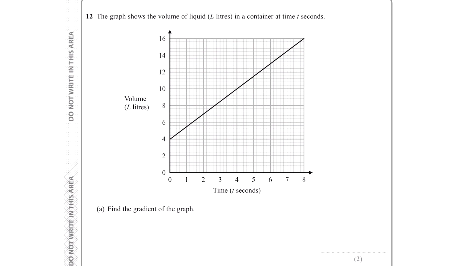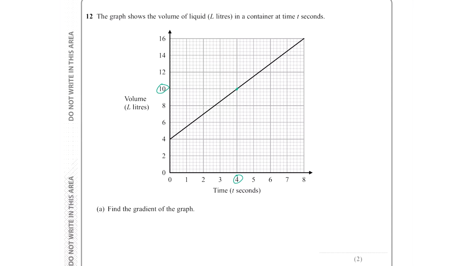The graph shows the volume of liquid in a container at time t seconds, volume, time. Find the gradient of the graph. So in this case, it's asking us to find the gradient. You want to pick a nice point along the graph. And what I mean by a nice point is one that you can read off easily in the x and the y-axis. So this here, for example, would be a nice point because I can easily read it off as 10 here and 4 here.